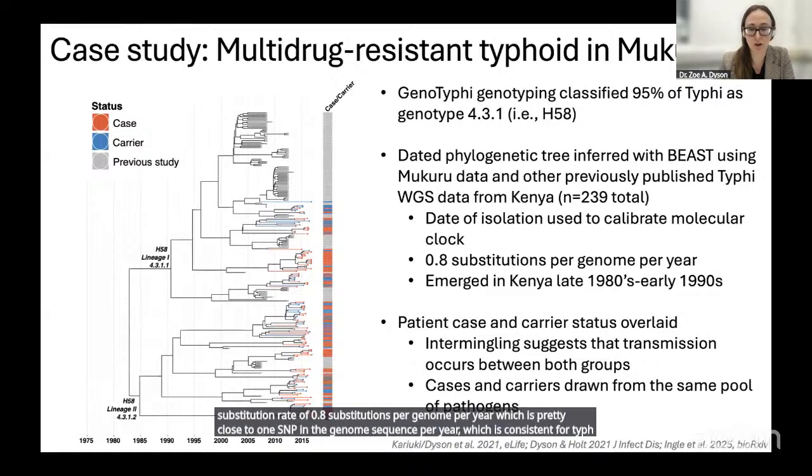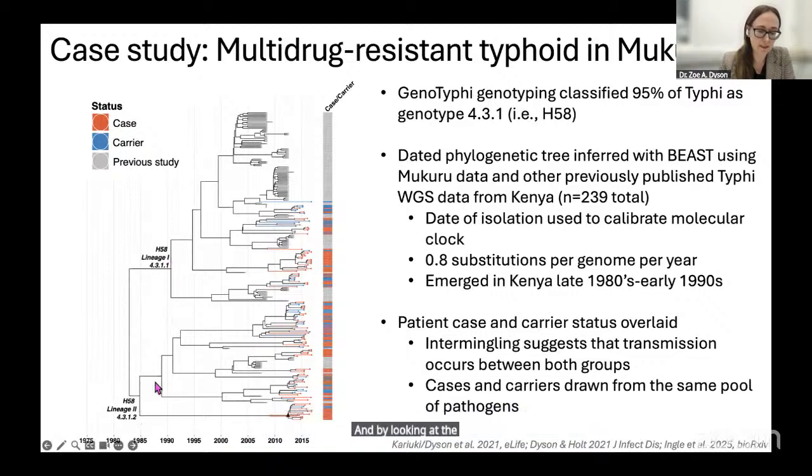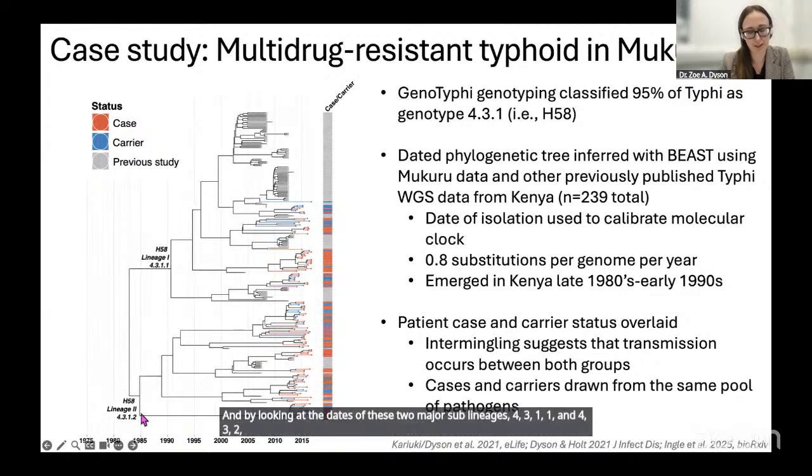It is a slowly evolving pathogen. And by looking at the dates of these two major sublineages, 4.3.1.1 and 4.3.1.2, sublineages 1 and 2 of genotype 4.3.1, they could see that these particular genotypes emerged in this setting from the late 80s to early 1990s.